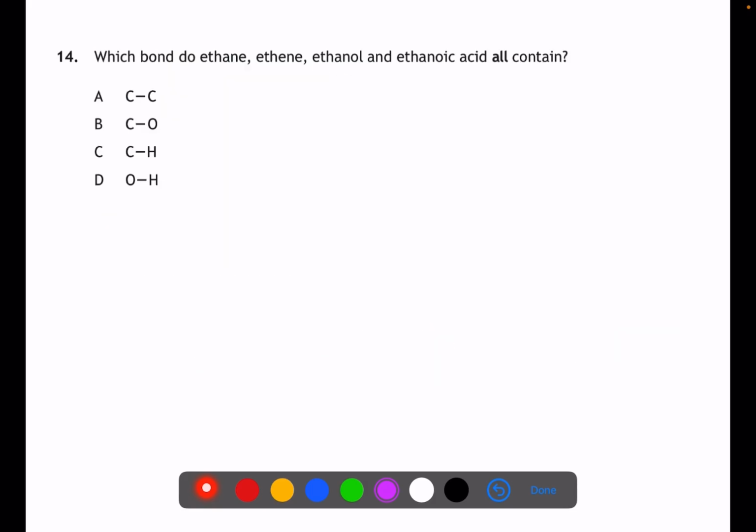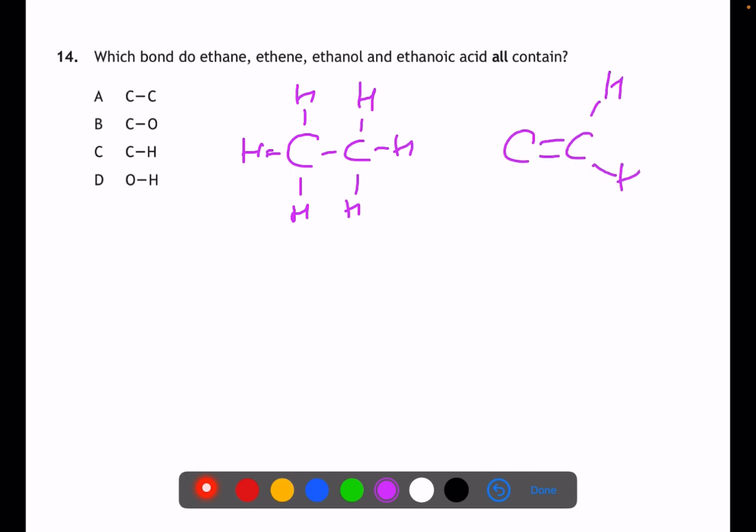Which bond do ethane, ethene, ethanol, and ethanoic acid all have in common? So here we're just going to draw out the molecules and see which ones they have in common. So for ethane, we've got C2H6 with a single carbon-to-carbon bond. In ethene, we have C2H4 with a carbon-to-carbon double bond. So we can see straight away that these two do not have the same bond between their carbons, so we can eliminate A, the C to C single bond.